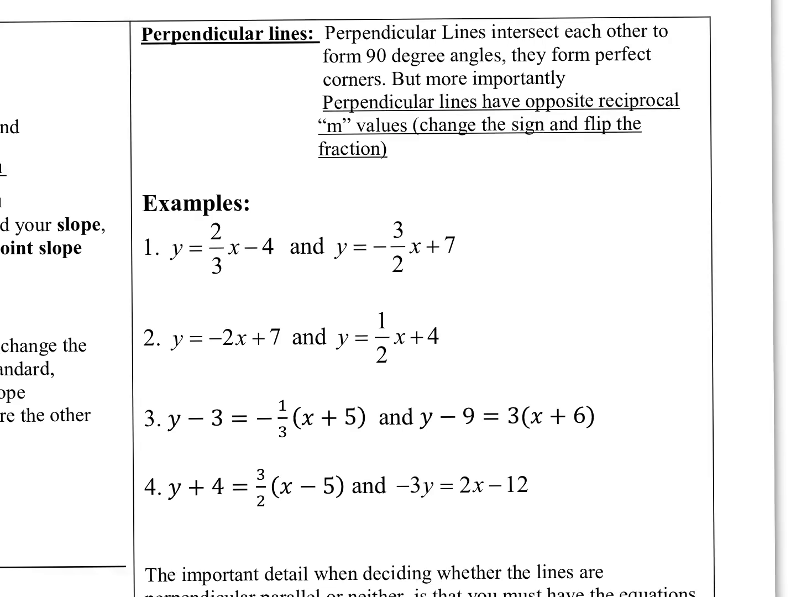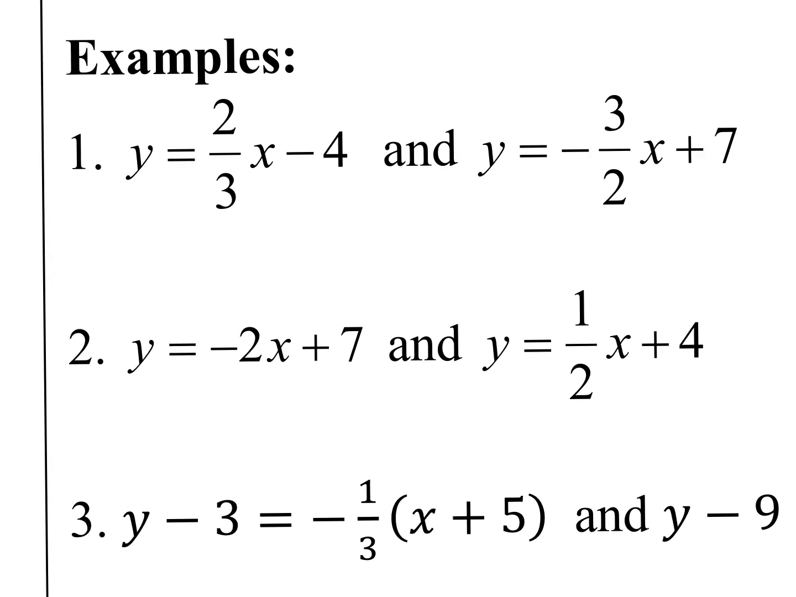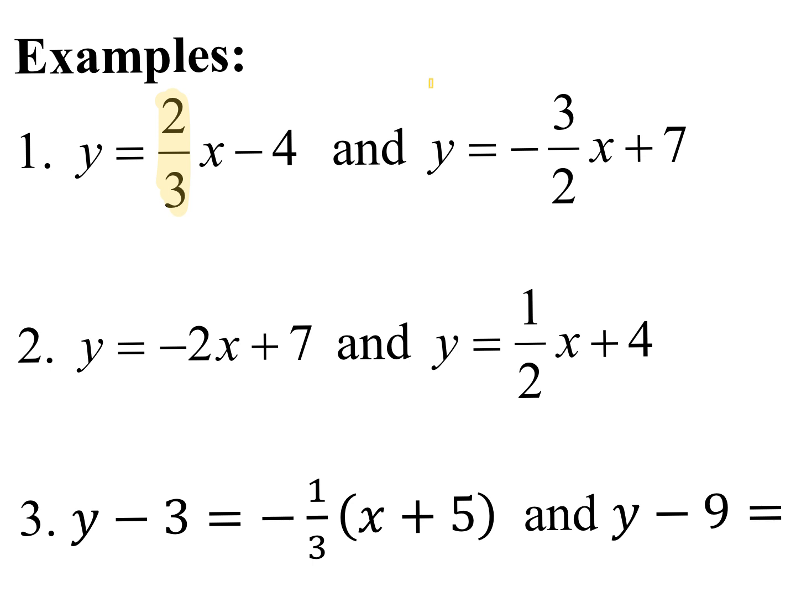So if we look at this first one, what is the slope of the first equation? The slope is 2/3. Now, pretend I can't see this guy yet. If I wanted a perpendicular slope, I would change the sign and flip the fraction, which means that what's a perpendicular slope to 2/3? -3/2. And you could see it right there. You see, these are perpendicular slopes, -3/2. Again, it's opposite reciprocal. Change the sign, flip the fraction. That's how you get a perpendicular slope.